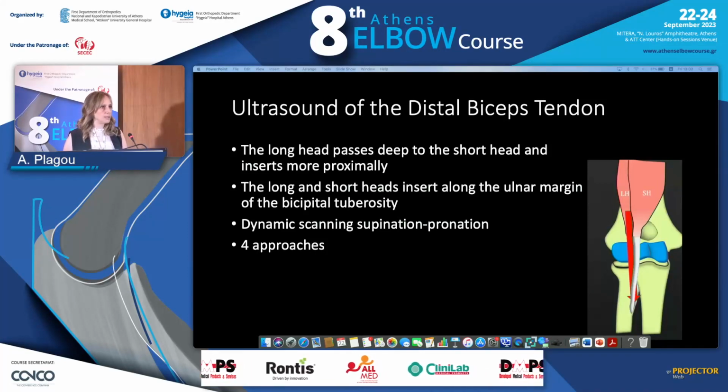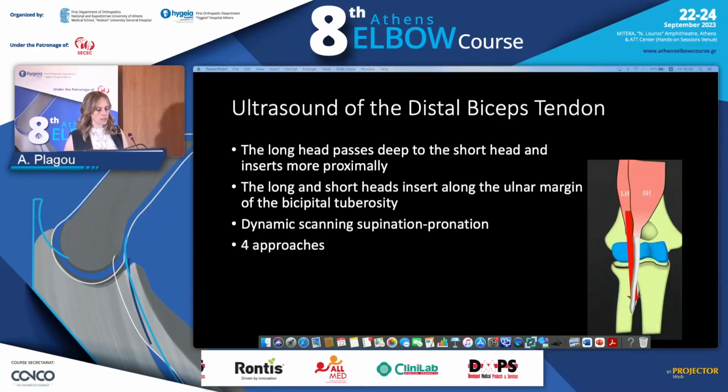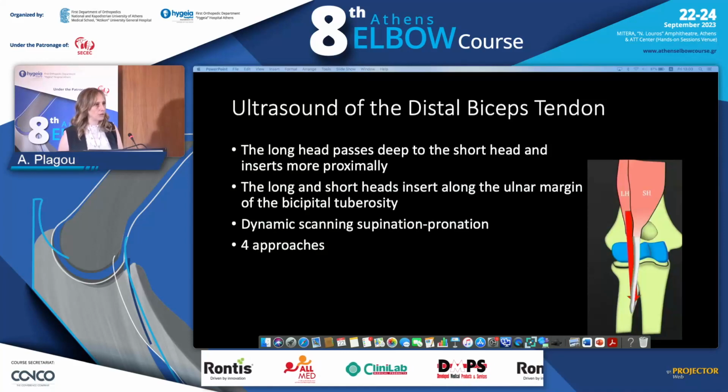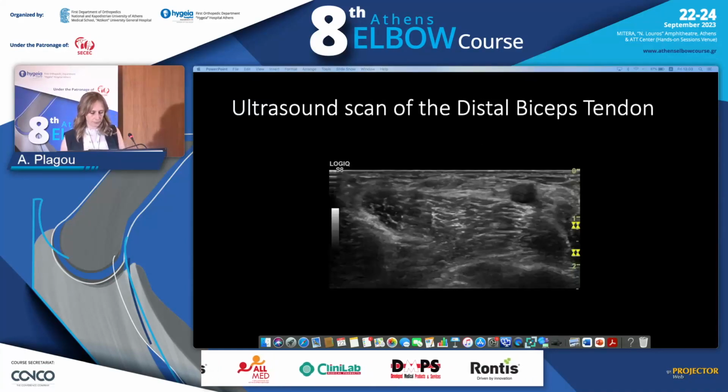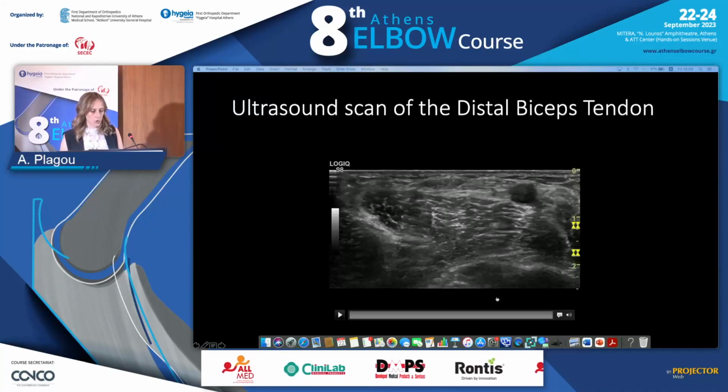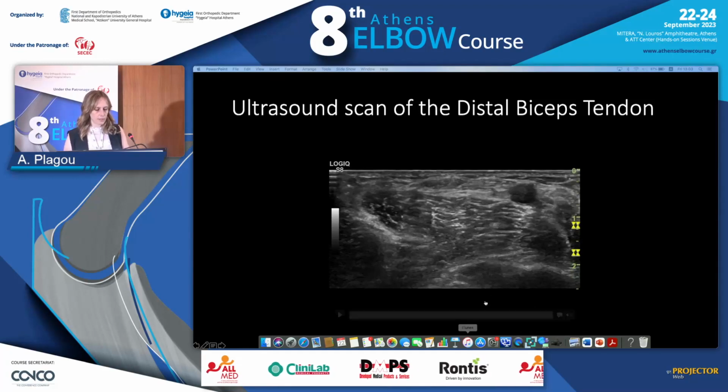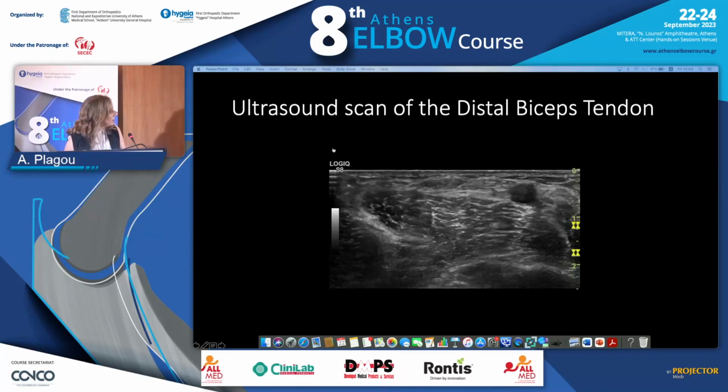situation that causes some difficulty when scanning, so we have to be very experienced when we scan, trying to send our beam perpendicular to this tendon. This is why we use all these approaches and all these dynamic maneuvers. It's not a very easy scan. So I'll just show you how we perform the scan on transverse view.